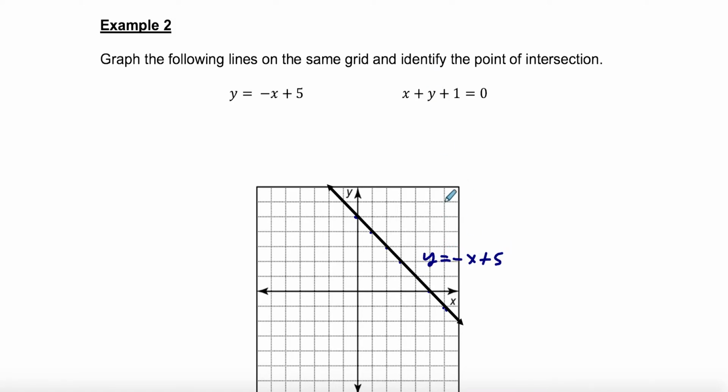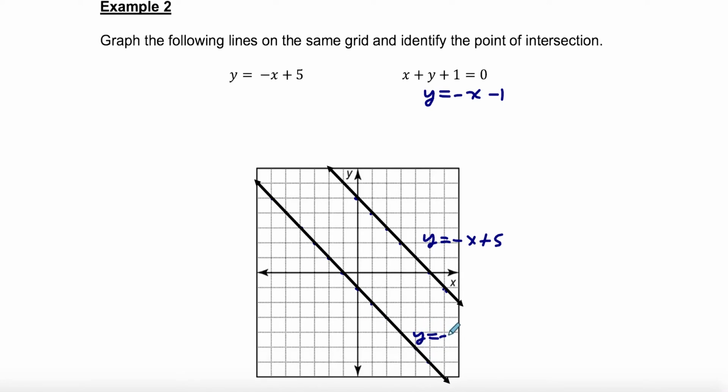Then I have this other line, y equals -x minus 1. That way I'm able to see the y-intercept is -1, and then the slope is -1 over 1. So it actually has the same slope as the other line. So if I go down 1 and over 1 and I continue that pattern, I have my second line. That's y equals -x minus 1. So these two lines actually have the same slope, and they do have different y-intercepts, but these lines are parallel.